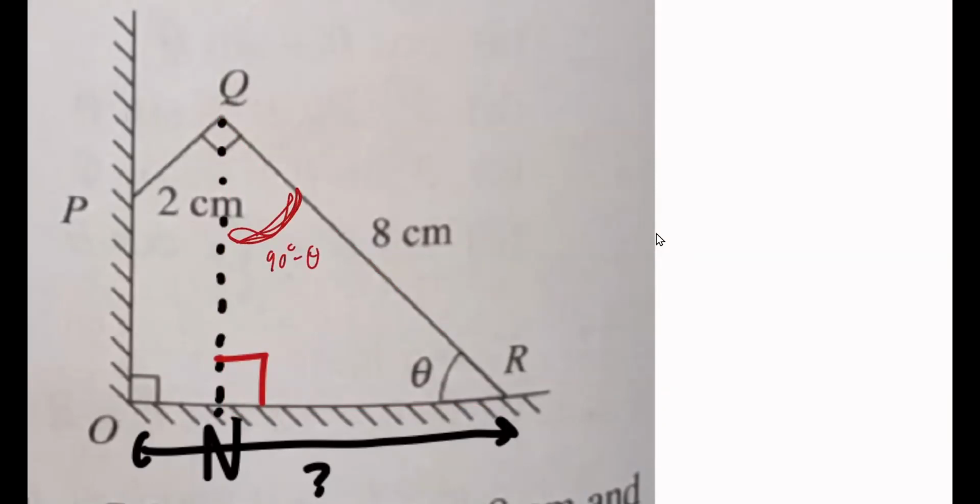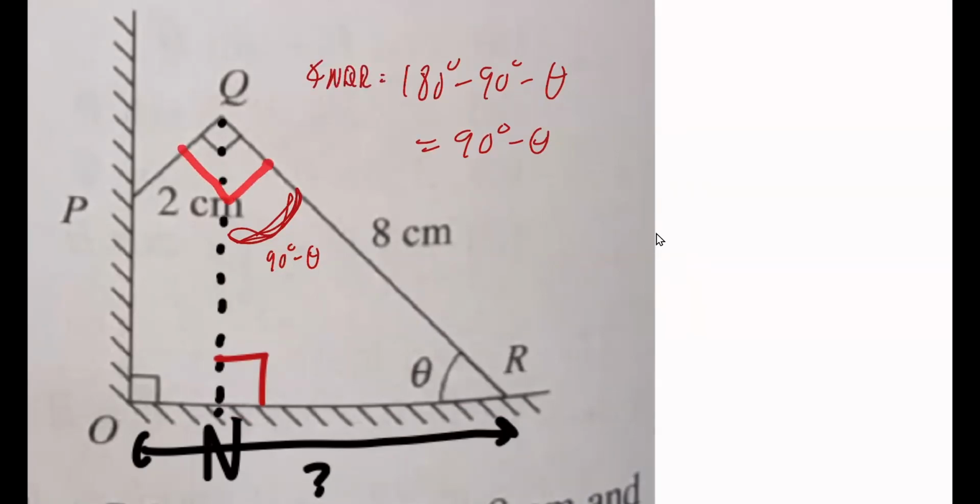Correct or not? You double check. Do they add up to 180? Yes, right? Okay, good. 180 minus 90 minus theta gives you 90 minus theta. Okay, I showed the working. So that is angle NQR. Okay, so we are not done yet. We know that PQR is 90 degrees. Now this big angle is 90 degrees. We know this small angle here is 90 minus theta.